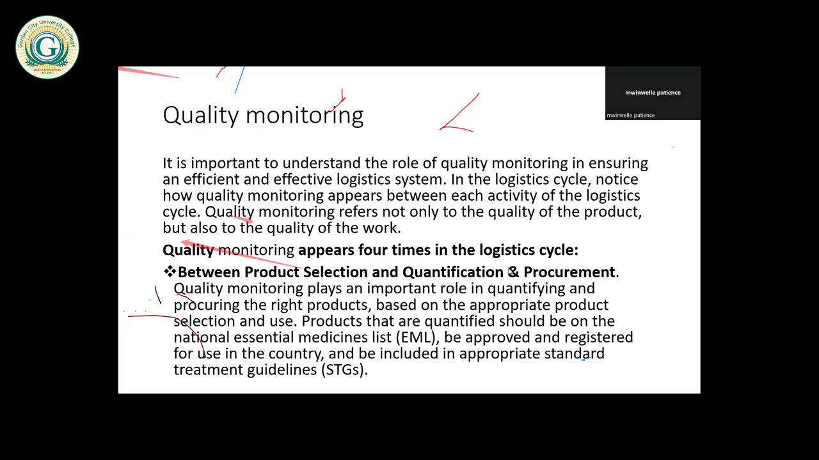So between product selection, the monitoring occurs here. You need to make sure that the product being selected and the quantity being recommended must be approved, and the product must be one which has been registered. Normally in Ghana, you register the product with the Food and Drugs Board, and they have to give you the go ahead. And I think before that, it must go through the Ministry of Health. Since the hospitals are under the Ministry of Health, you cannot procure anything.